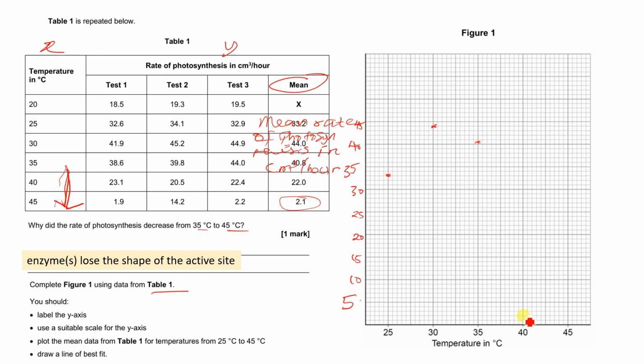At 40 degrees Celsius, it is 22, 40, 21, 22, and at 45 is 2.1. So 1, 2. That's it. Plot the mean. Okay, we are done from 25 to 45.